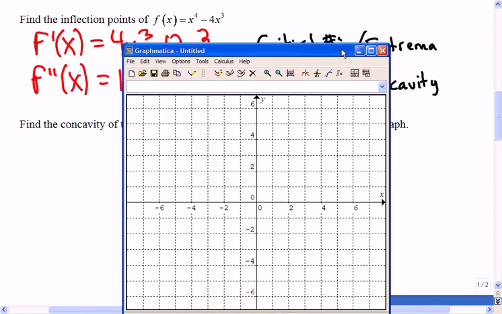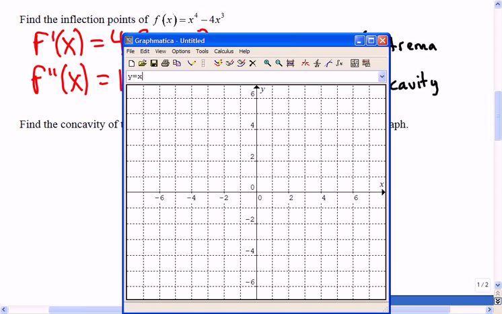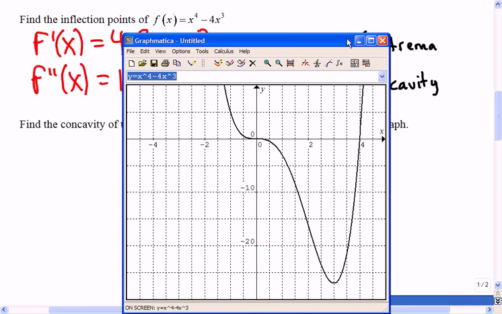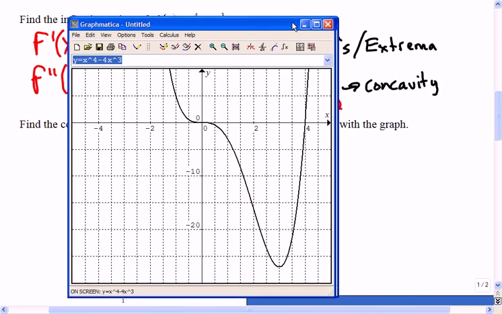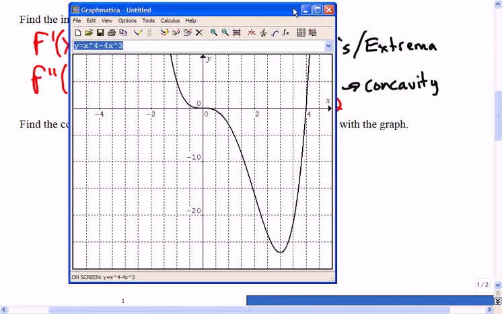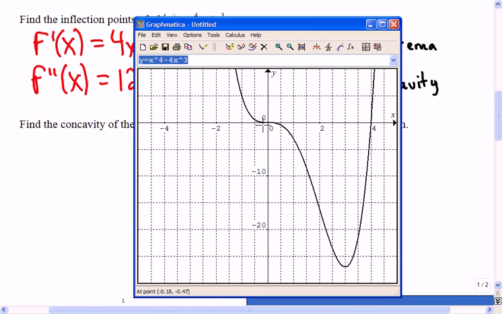Okay, so this is the graph y equals x to the fourth minus 4x cubed. I'm going to have to change that a little bit. Okay, so there's a better picture of it. As you can see, we said 0 and 2 were the points of inflection. So let's take a look here at 0.